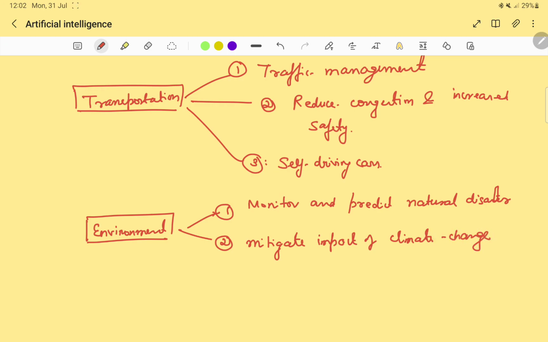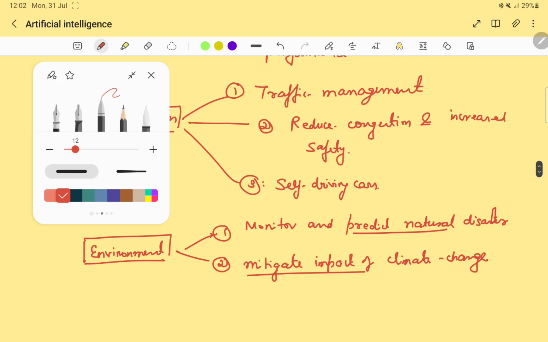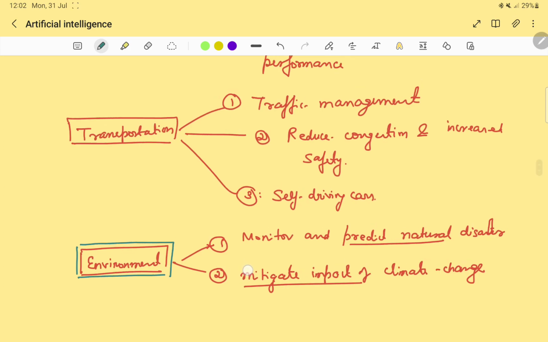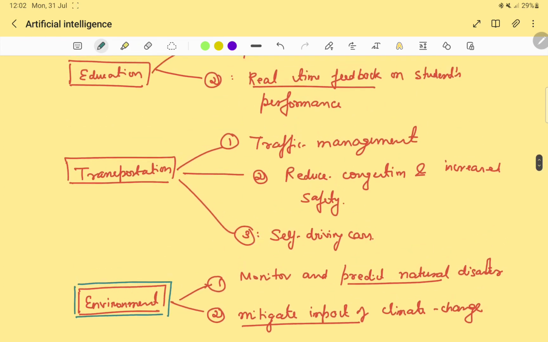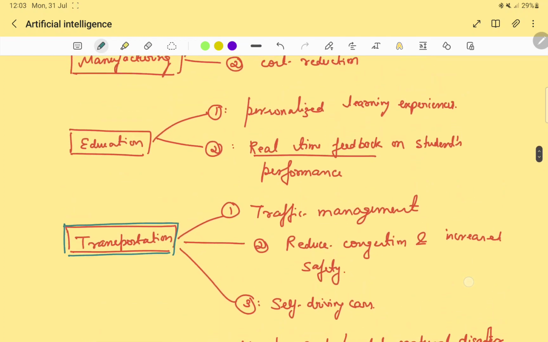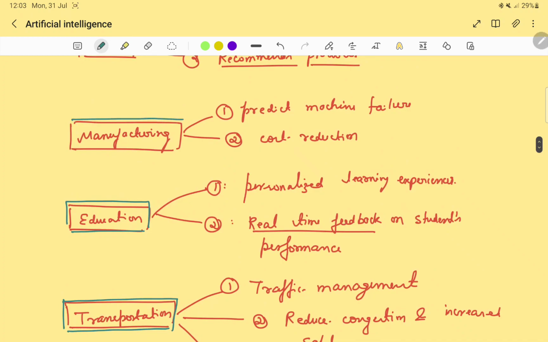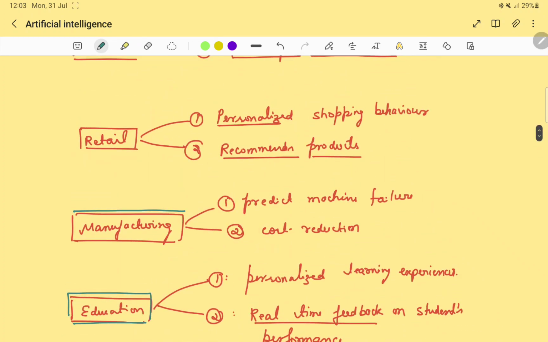So these are some of the benefits that we have covered while going through different dimensions and different fields. Let me use a different pen. So we have utilized the dimension of environment and artificial intelligence to predict natural disasters, improve climate change adaptation and mitigation. Then in the field of transportation, we looked into traffic management, reduce congestion and safety. Then we have read about education, where it improves personalized learning experiences and real-time feedback for students. Then in the field of manufacturing, to predict machine failure and reduce cost.